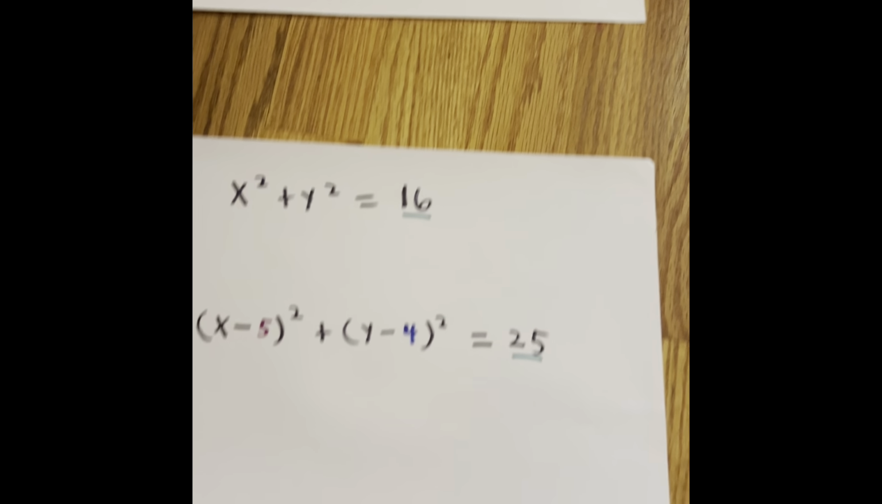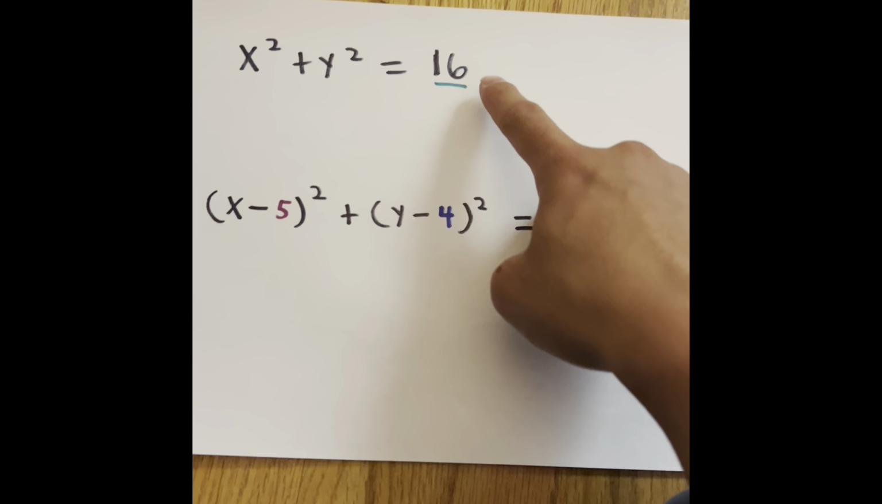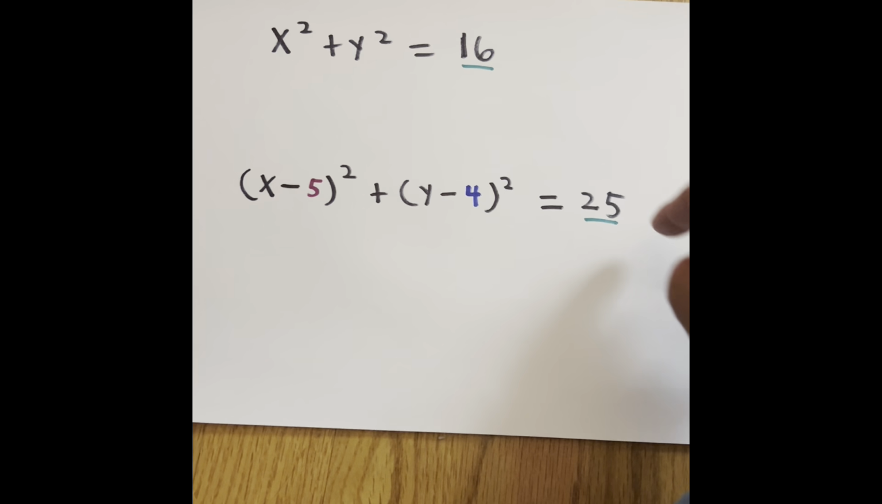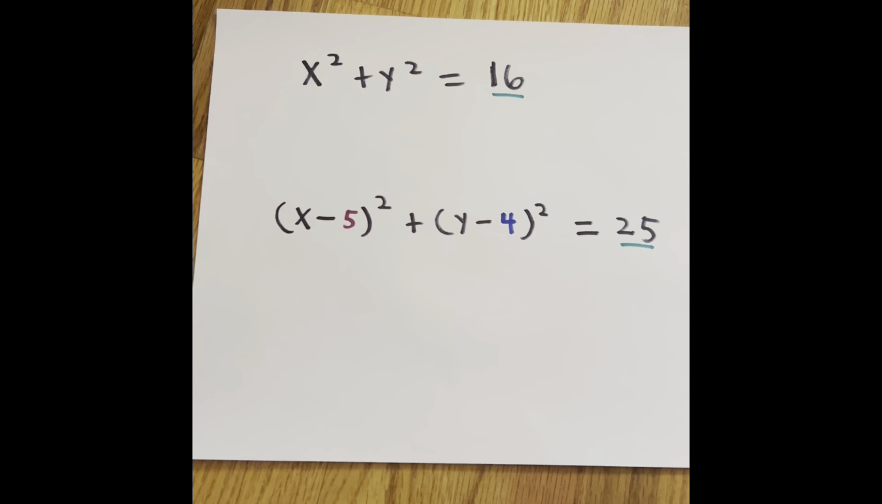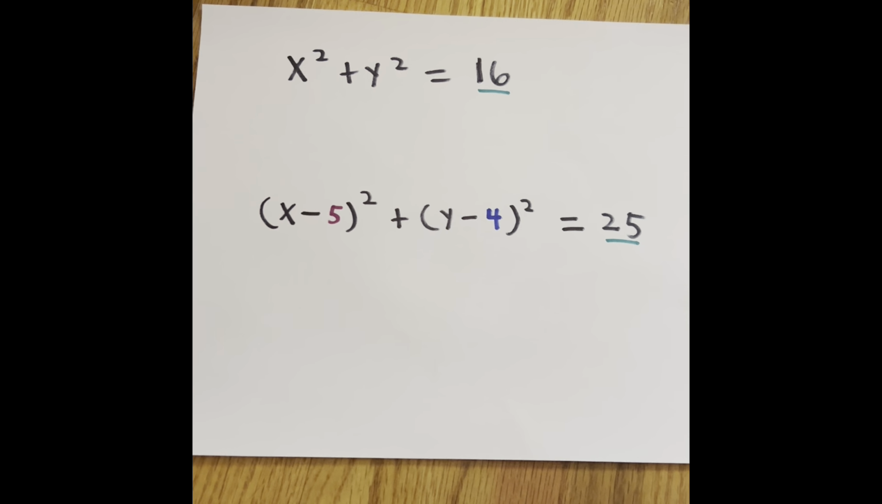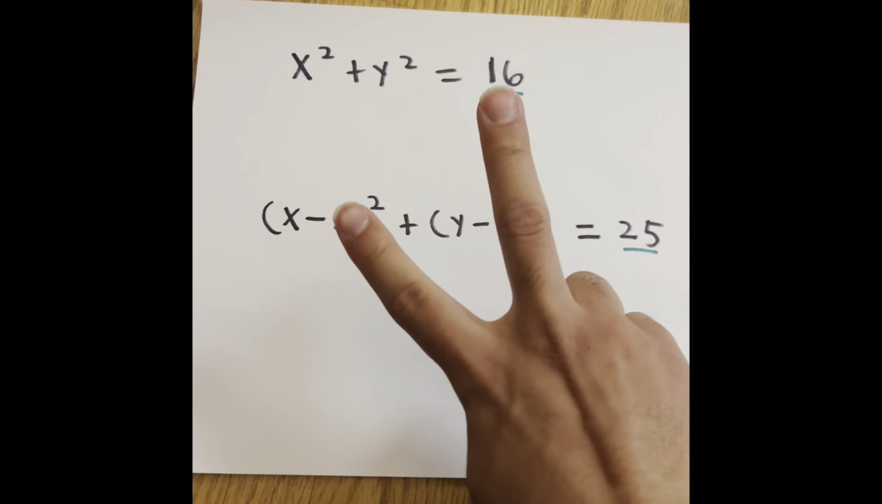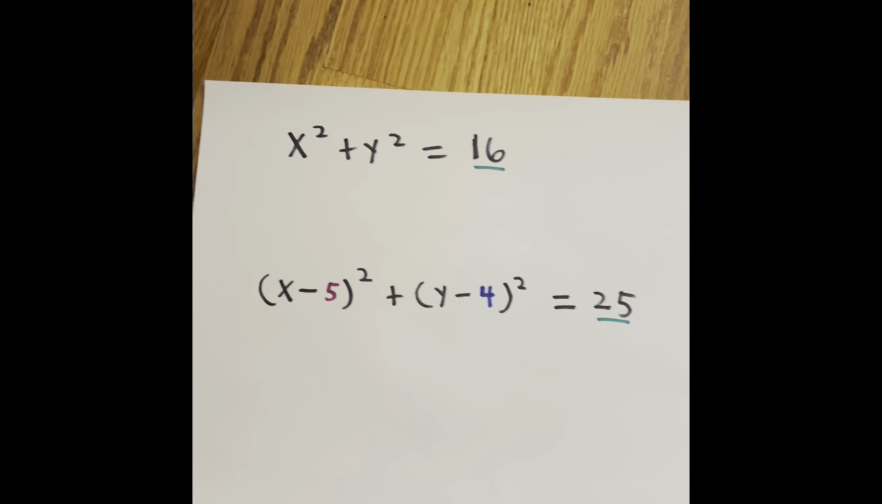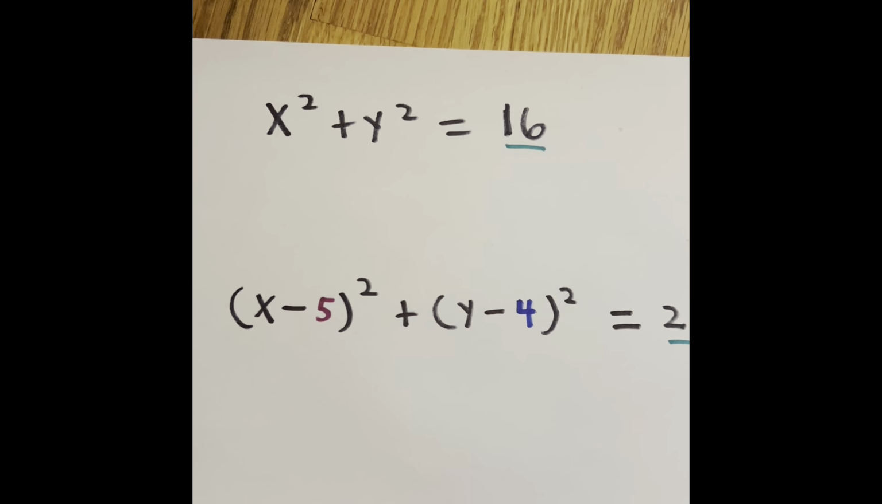So right over here are some practice problems. One of them is in its more simplified form, and the other one is in its more original form. We're trying to find the center point and also the radius, because if we can find just those two things, then it will help us put it on the actual graph. So let's get started. We have x squared plus y squared equals 16.